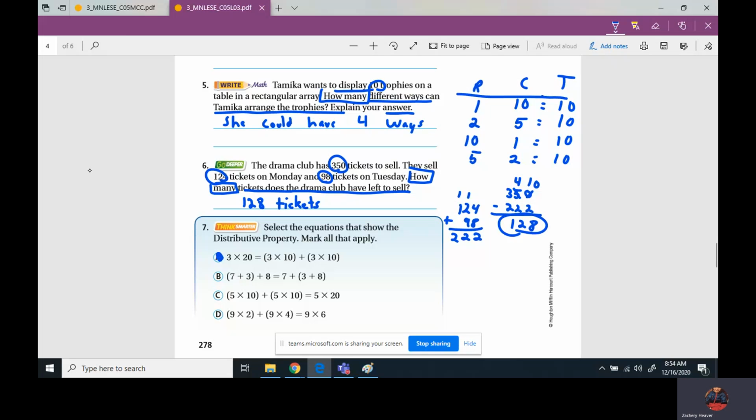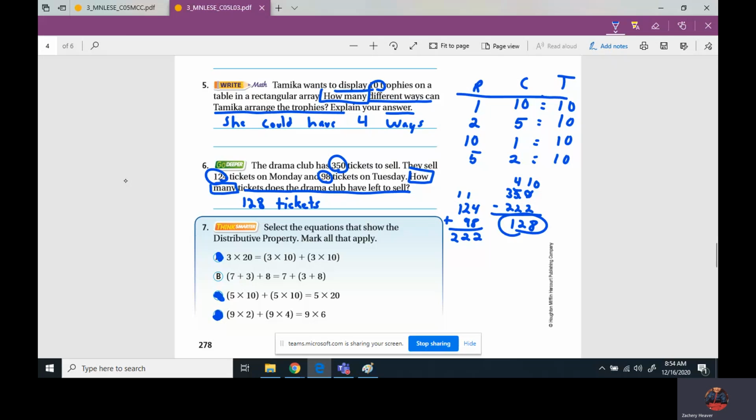This does not. This is associative property, the grouping property. 5 times 10 plus 5 times 10 is the same as 5 times 20. That does show it, because 10 and 10 make 20. They just broke 20 up again. 9 times 2 plus 9 times 4 equals 9 times 6. How do you make 6? 4 and 2. Correct. So this does show it.